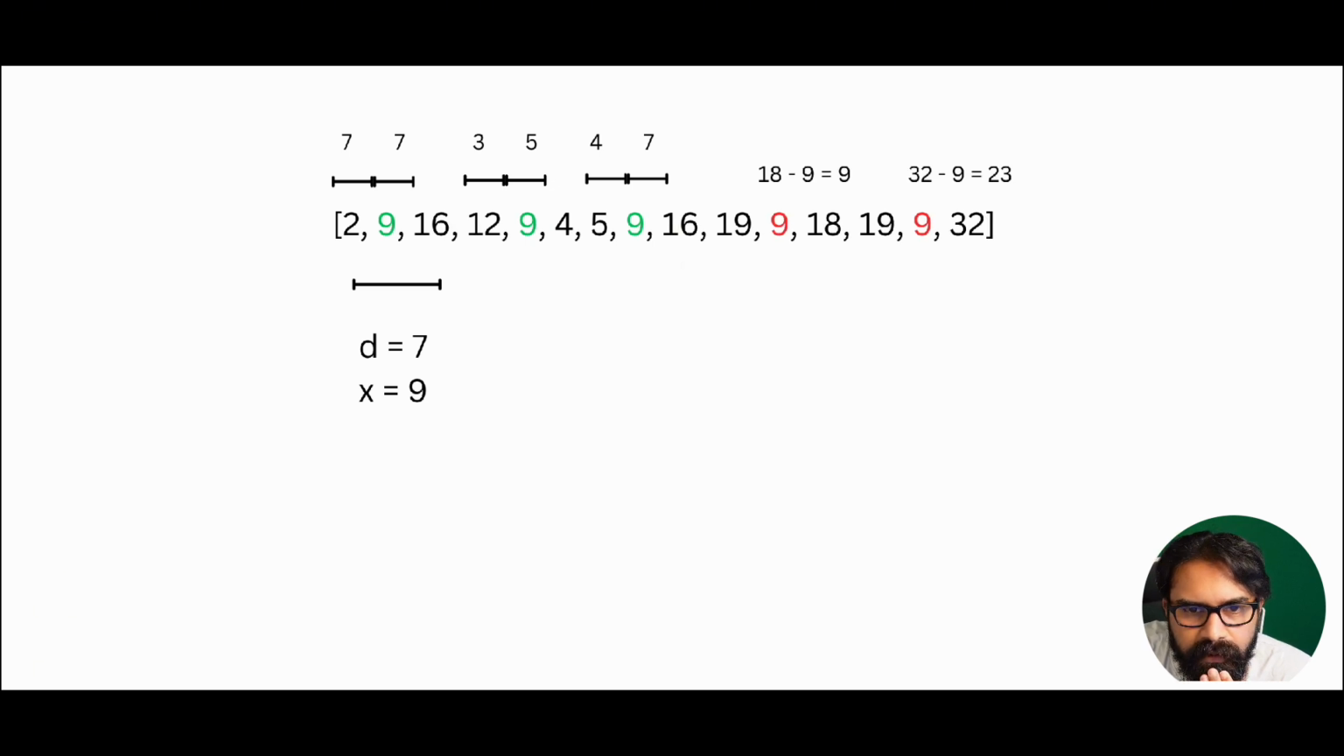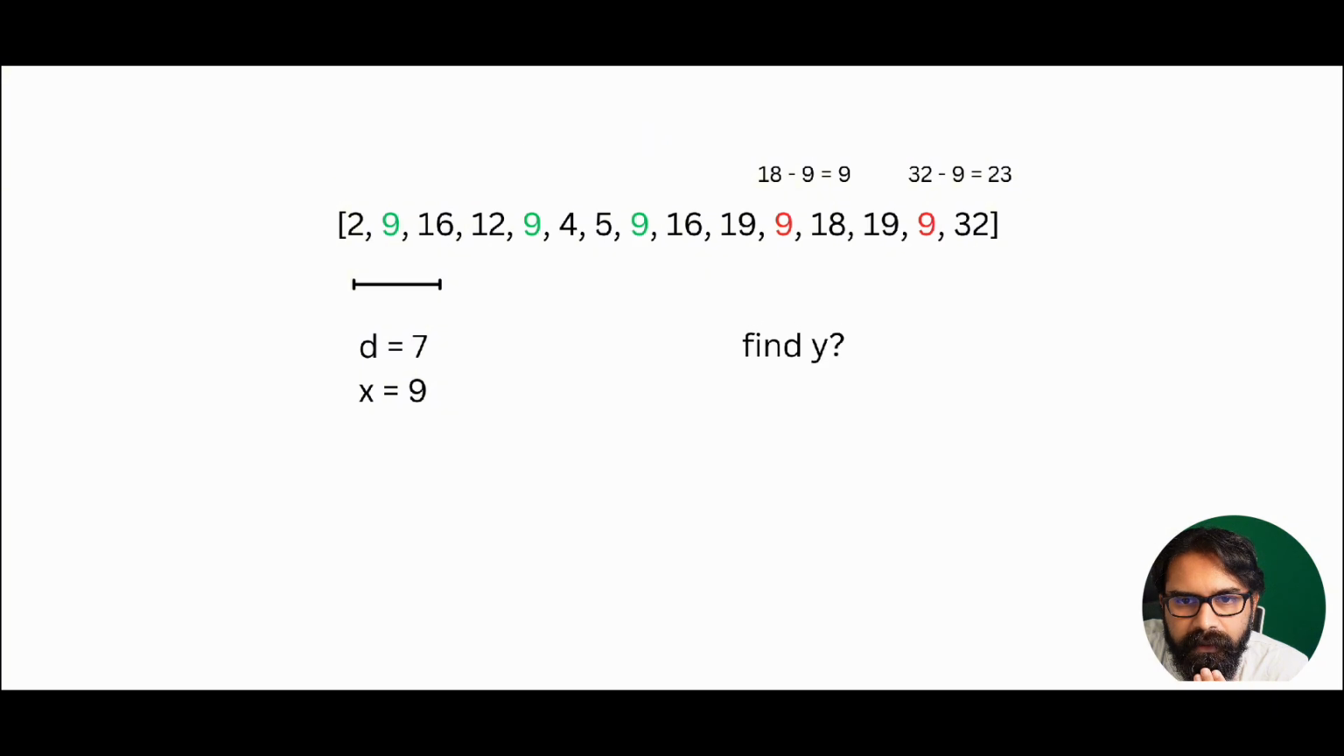What happens for the next two pairs? Here, if we add 9, we would end up with 18 minus 9, which gives us 9, and 32 minus 9 gives us 23. That exceeds d in this case. d is 7, so it exceeds d. So finally, we now have to find out what y is.